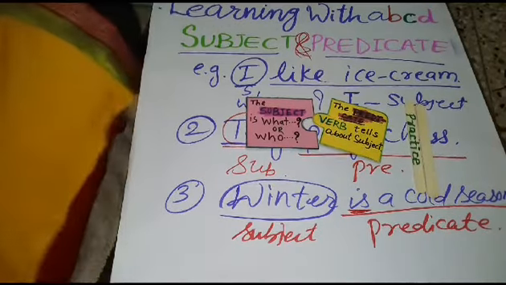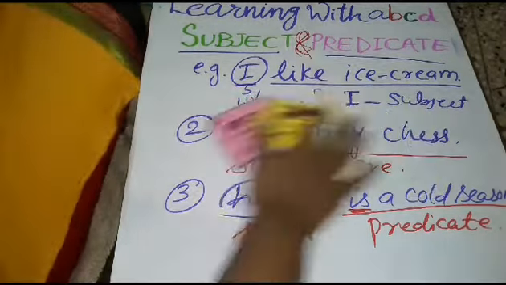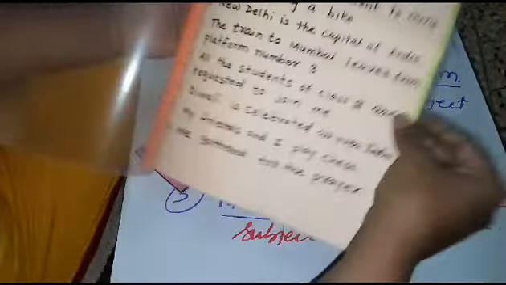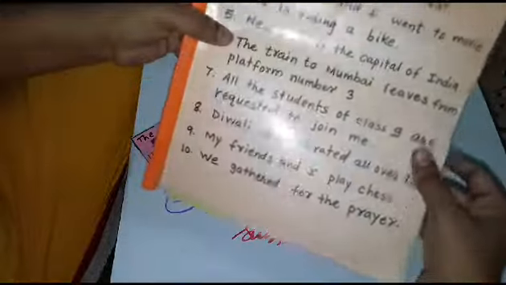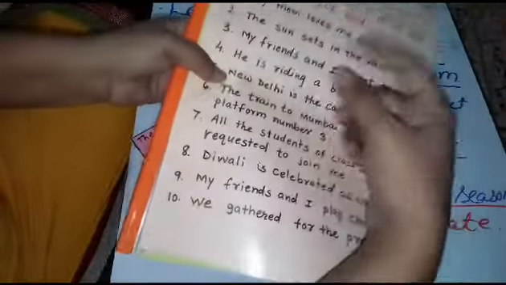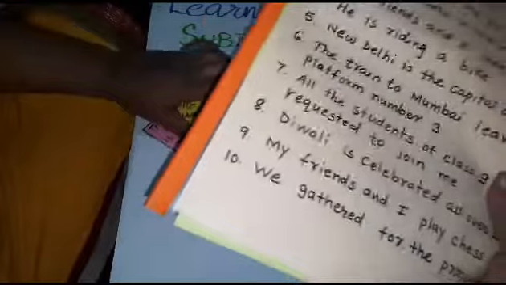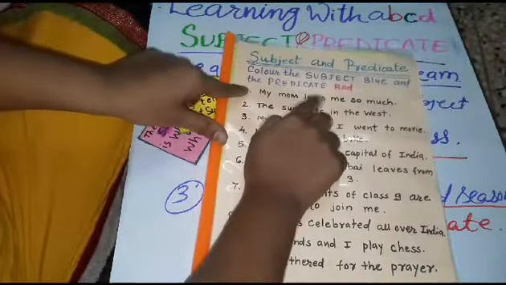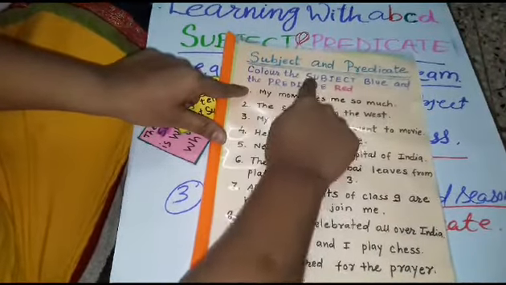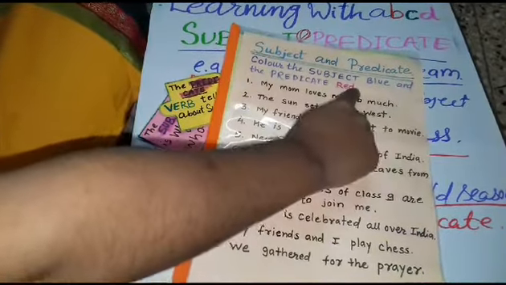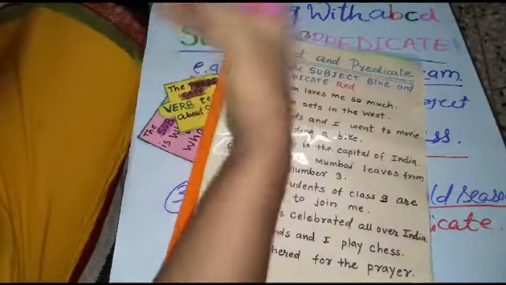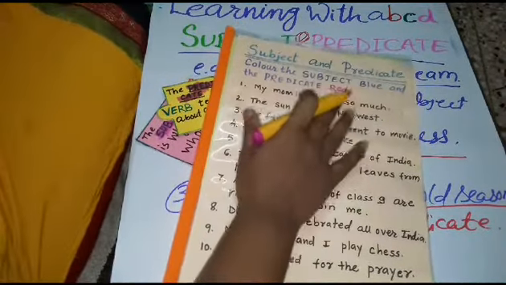One more thing, I have another activity. See, this is a list I have made. Some sentences are there. So this is kept in the transparent sheet so that it can be reusable. The activity is subject and predicate. So color the subject blue and the predicate with red. The student will get interest by doing this activity also.